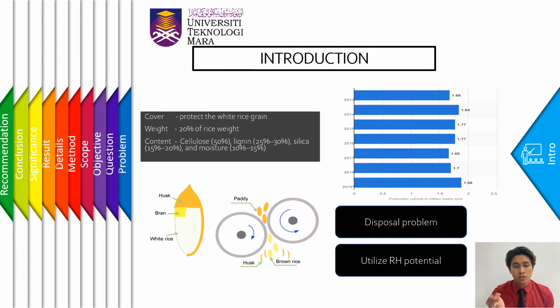Based on the statistic that I provided, Malaysia achieved a rice production of 1.88 million metric tons of rice husk in 2019. This actually creates a problem such as the disposal method. Farmers usually burn the paddy residue, which leads to air pollution. So the only way to solve this issue is to utilize the RH to its full potential.